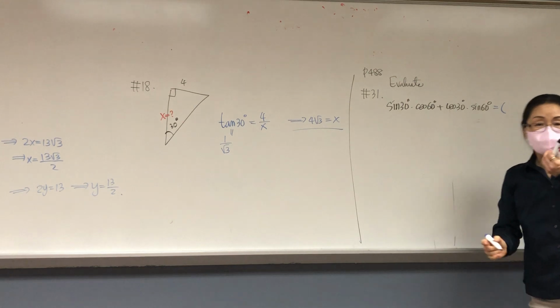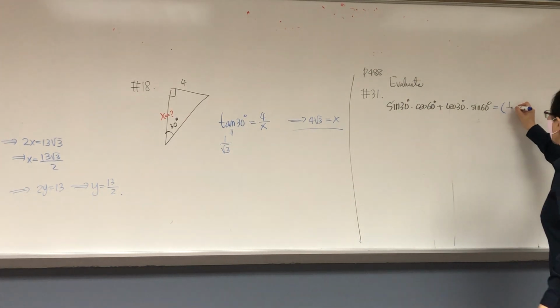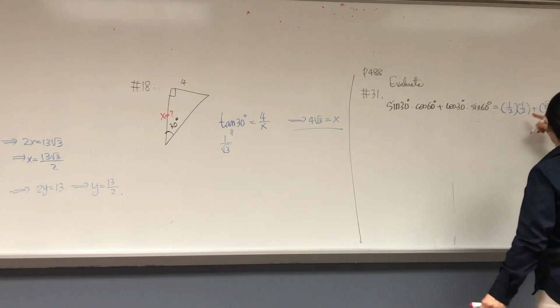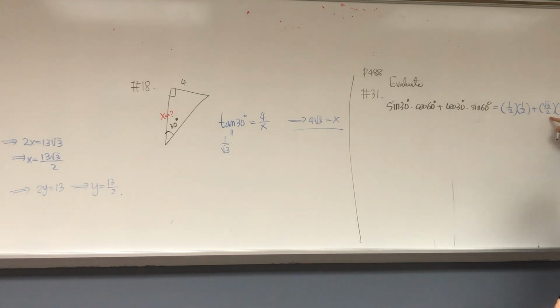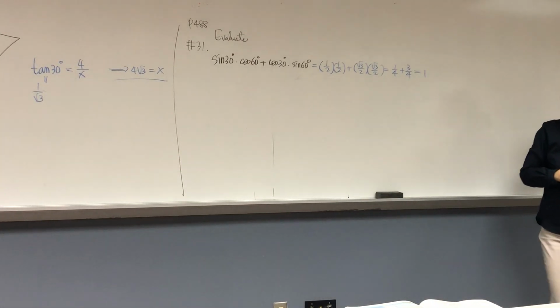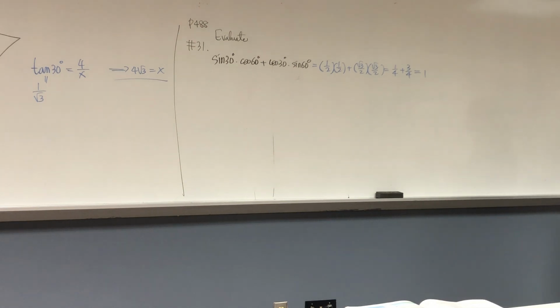What is sine 30? 1/2. What is cosine 60? 1/2. Good. Plus what is cosine 30? What is sine 60? And then what is this? 1/4. What is this one? Square, so 3 over 4. So this is 1. Isn't it?